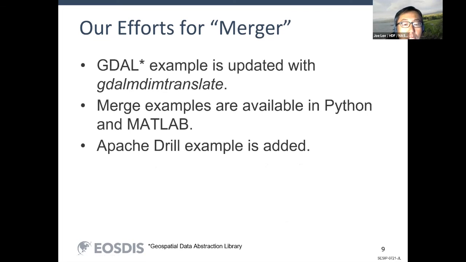When it comes to merging bands and producing a pseudo color image like GeoTIFF, JPEG, or PNG, the Geospatial Data Abstraction Library (GDAL) is very useful. Therefore, we enhanced the GDAL example page with a new tool called gdal_mdim_translate. This tool can help users subset the right band, because the dimensional order for a specific band can be quite arbitrary in HDF-EOS.